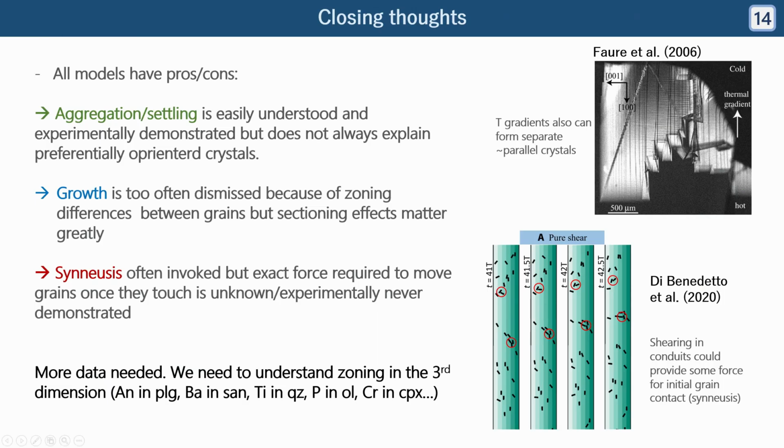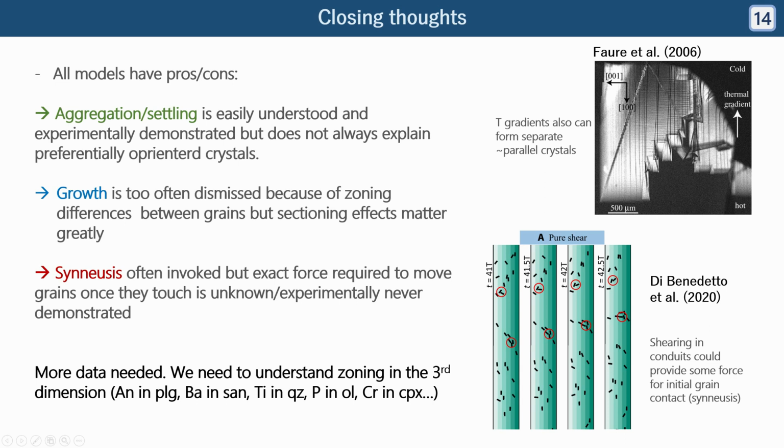Okay, so closing thoughts. All models have pros and cons. Aggregation settling is easily understood, but does not always explain preferentially oriented crystals. Growth is too often dismissed because of zoning differences between grains, but sectioning effects matter greatly. Synneusis is often invoked, but the exact force required to move grains once they touch is unknown or experimentally has never been demonstrated. So essentially, we need a lot more data, and we need to understand zoning in the third dimension.